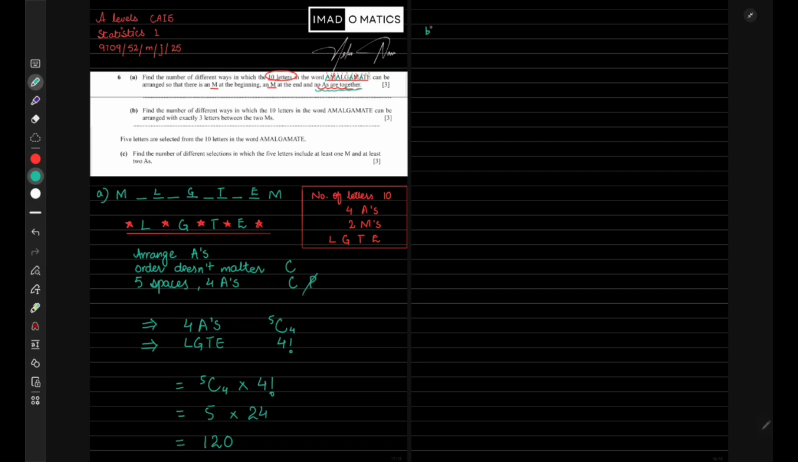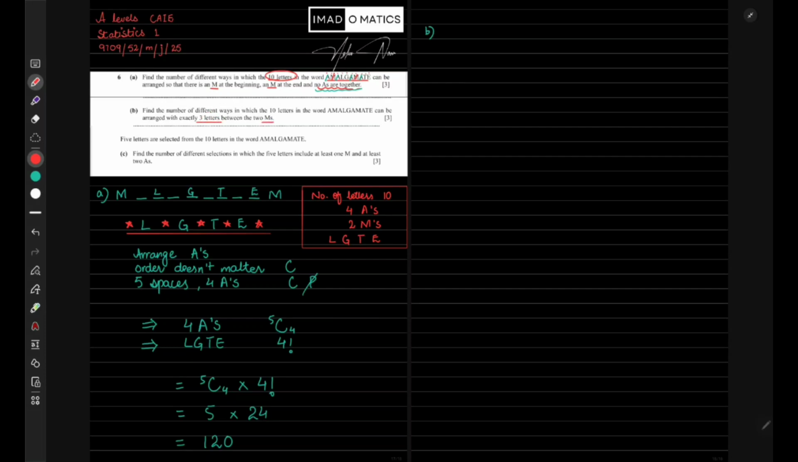Okay, this is part A. Now we have part B. Find the number of different ways in which the 10 letters in the word amalgamate can be arranged with exactly 3 letters between the two M's. 3 letters between the two M's.